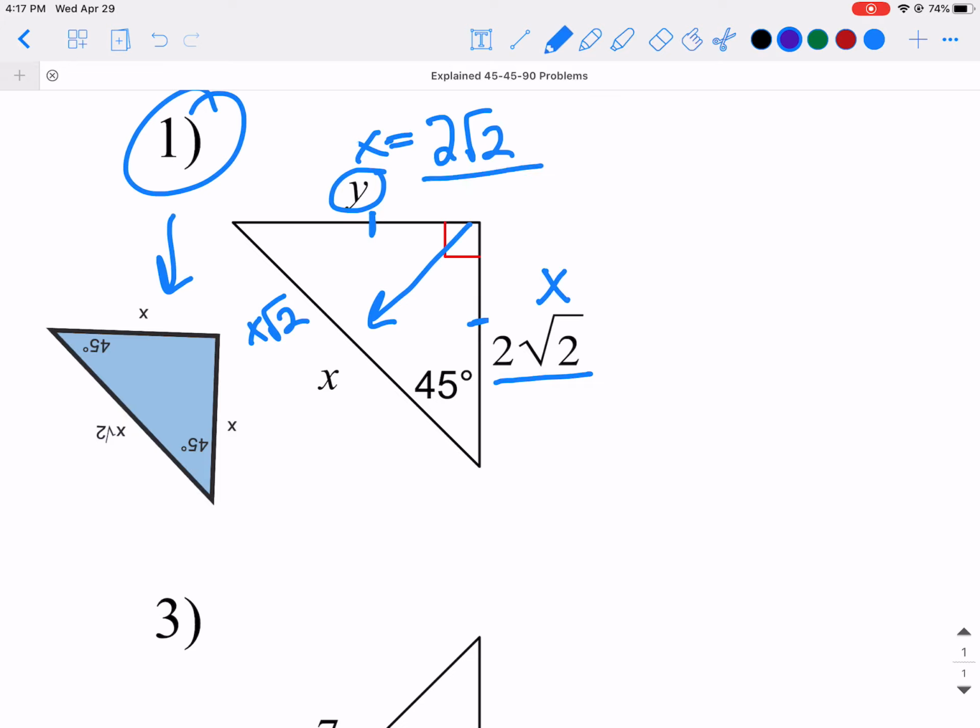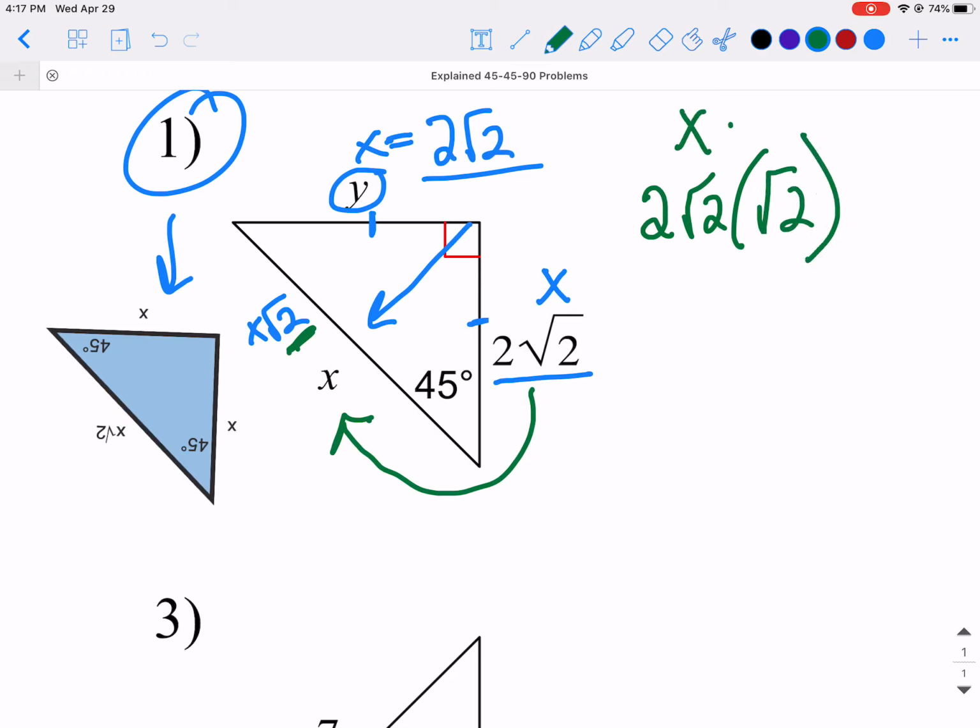I also know if I'm given that leg, which is x, and I need to go to my hypotenuse, I'm going to multiply x by radical 2. So let's do the math. X is 2 radical 2, and I need to multiply it by radical 2. So this was my original x radical 2. So I replace the x with my value of x, multiplying it by my radical 2.